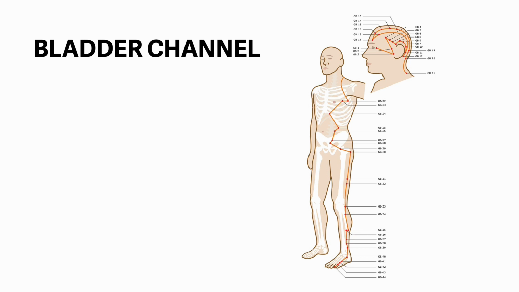Bladder channel is the official in charge of controlling the storage of fluids. Water governs the bones, ears, and hearing, and the emotion fear. The sacral points are on the bladder meridian. They are important points for genital issues for women.